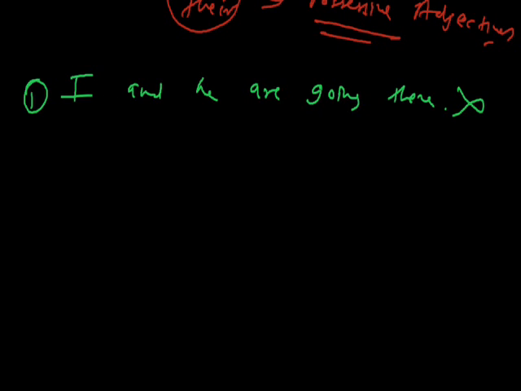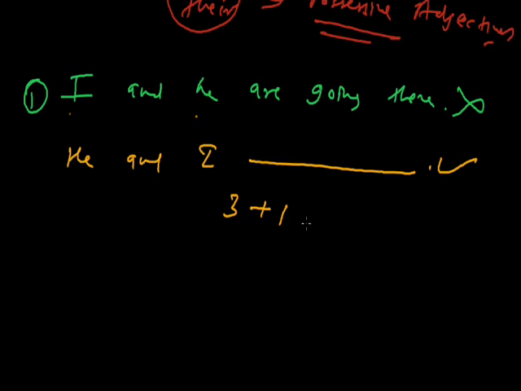Let's see, this is the first person and the third person. So the third person has to be put first. He and I are going there. Now this sentence is right. So what is the rule? Third person first and first person later. Clear? Now let me show you another sentence.